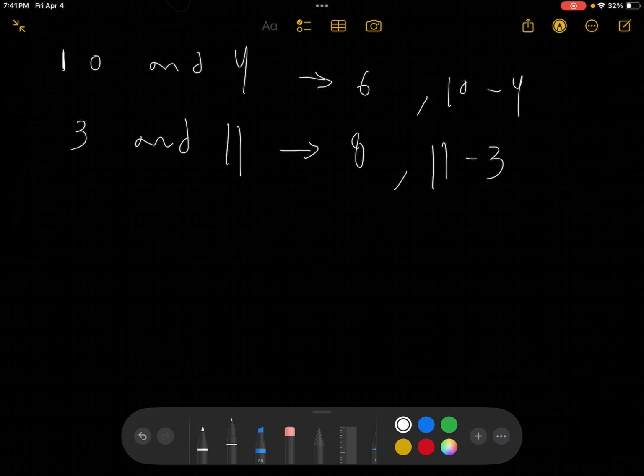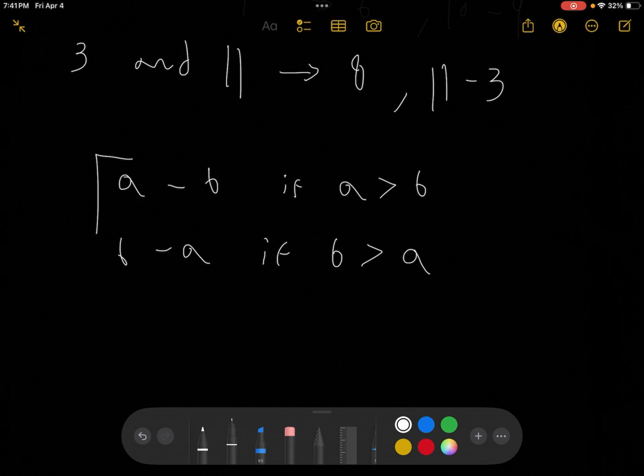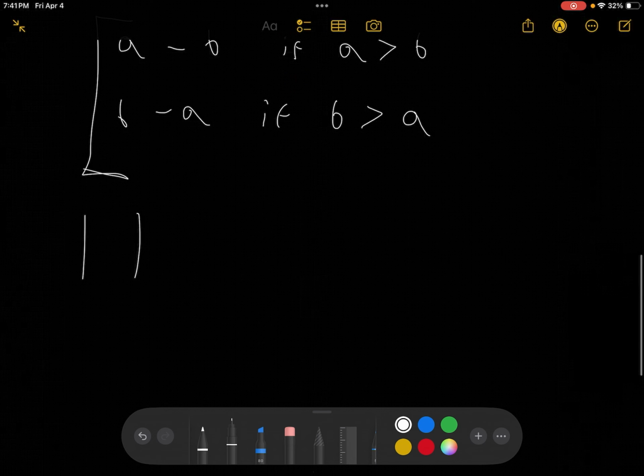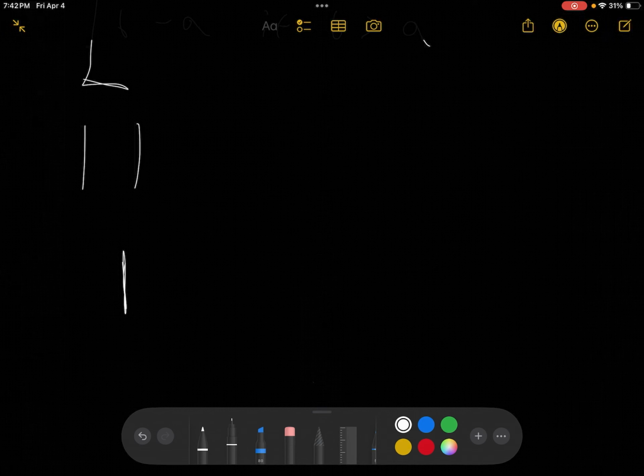So if you were to try and create a general formula for the distance between the numbers a and b, you'd probably say it's a minus b if a is greater than b, and b minus a if b is greater than a. However, we can actually condense these two formulas down into one formula by using the absolute value function. So if we want to find the distance between two numbers in general, it's just going to be one number subtract the other number. And in this formula, it doesn't matter which number is bigger or what order we put the numbers into the equation.